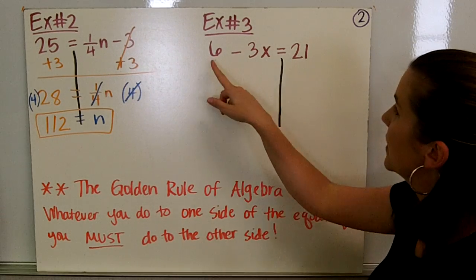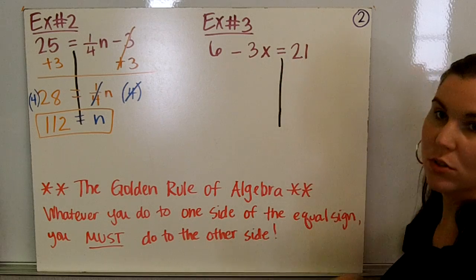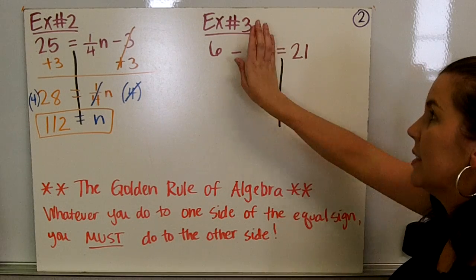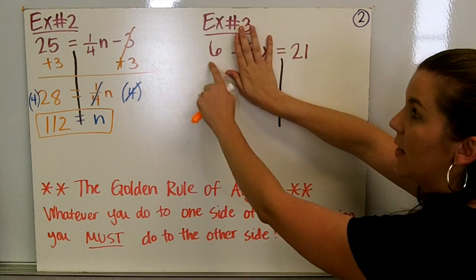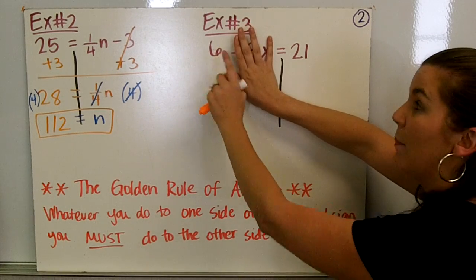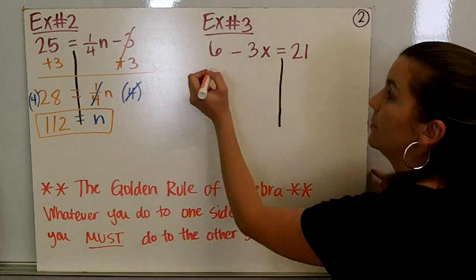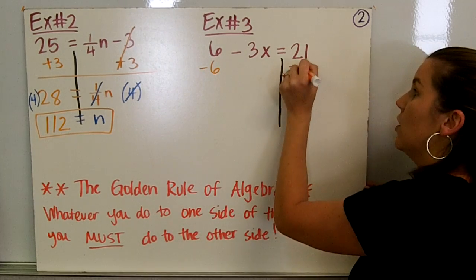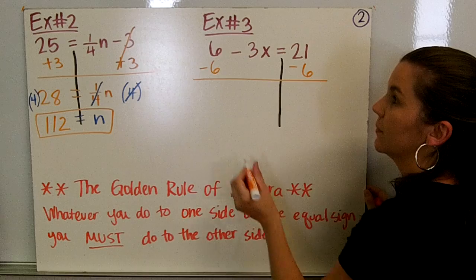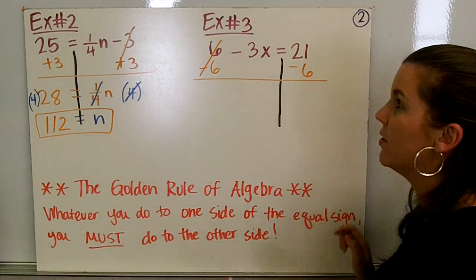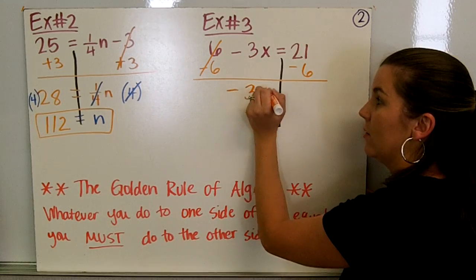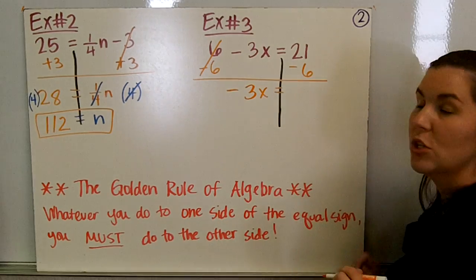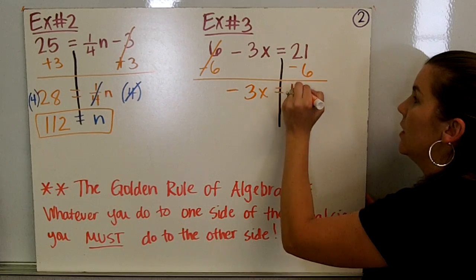Example number 3. 6 minus 3x equals 21. Go to where x is, cover it up. I have this plus 6 hanging on. It's a positive 6, so the opposite is going to be subtract. Subtract 6 from both sides of the equal sign. 6 minus 6 is 0. Now this negative goes with that 3x, so carry it down. Negative 3x. 21 minus 6 is 15.